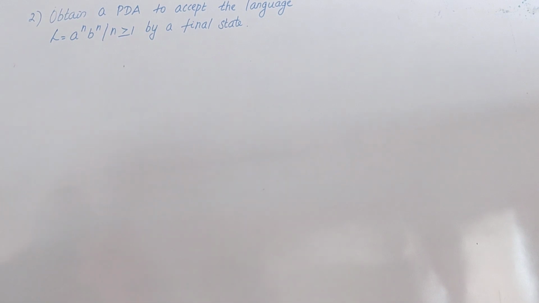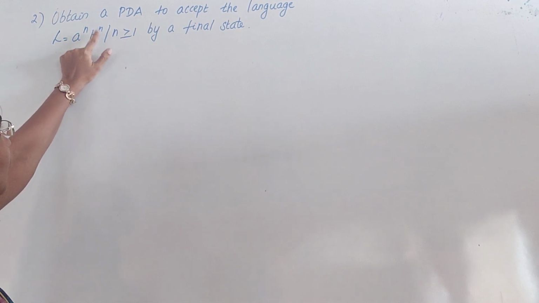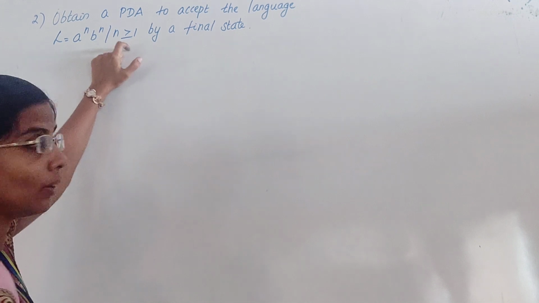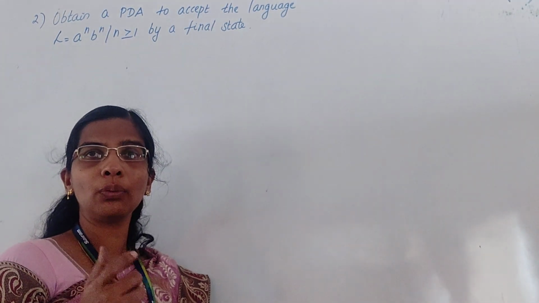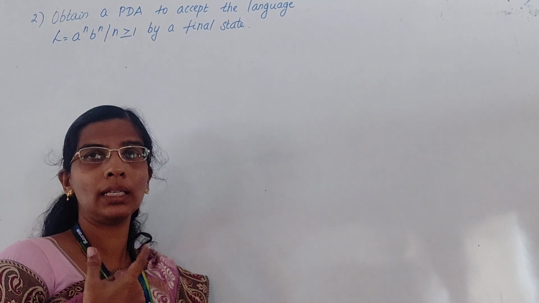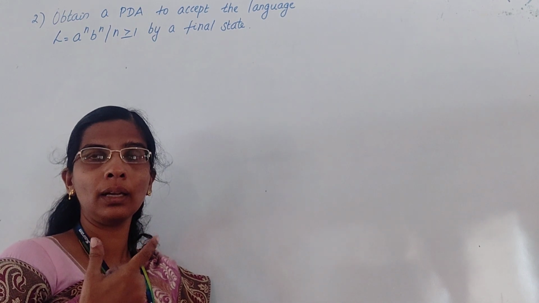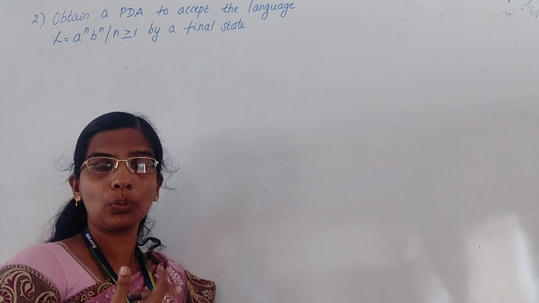The next example is: obtain a PDA to accept the language L = {a^n b^n such that n is greater than or equal to 1} by final state. I should have equal number of A and B. That is my language. L is equal to A to the power N, B to the power N, such that n is greater than or equal to 1.